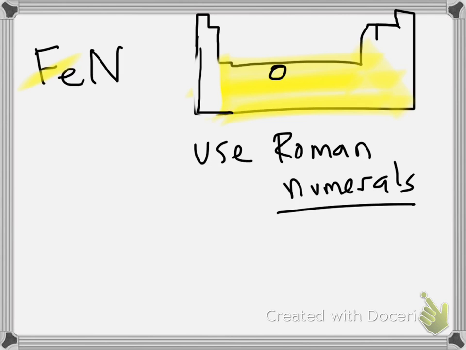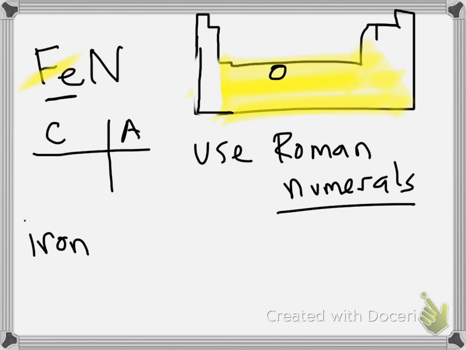Okay, so now we're going to name this. So we start with our metal, iron. And iron is a transition metal, so I can't just write iron nitride. I need to tell us what is the charge on iron. So this time I'm going to do the same exact thing that I just did, but I'm going to do it backwards. So I'm making my cation and anion chart. And I know that iron is a metal, so that's going to be my cation. And nitrogen is going to be my anion.